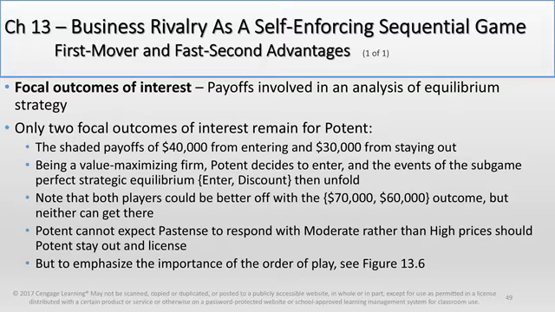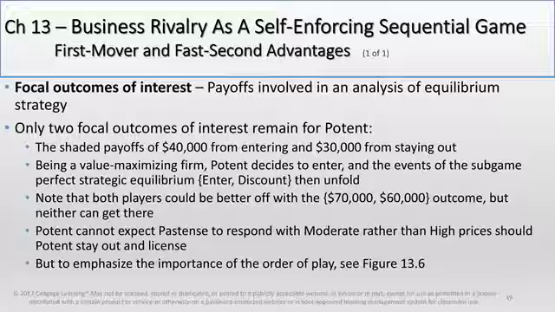Entry deterrence 1. Figure 13-5 recap scenario. Potent versus Pastinence. Potent, the new entrant, moves first: enter or stay out. The incumbent reacts with high, moderate, or discount prices. Backward induction outcomes: if Potent enters, Pastinence's best reply is a discount, 50K for Pastinence, 40K for Potent. If Potent stays out, Pastinence's best reply gives 80K for Pastinence, 30K for Potent.